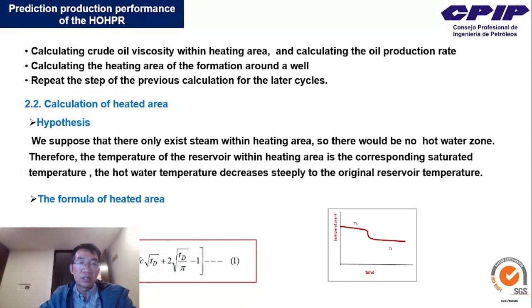2.2 is the calculation of the heated area. Hypothesis. We suppose that there only exists steam within the heating area, so there would be no hot water zone. Therefore, the temperature of the reservoir within the heating area is the corresponding saturated temperature. The hot water temperature decreases steeply to the original reservoir temperature, and the formula of the heating area is here.